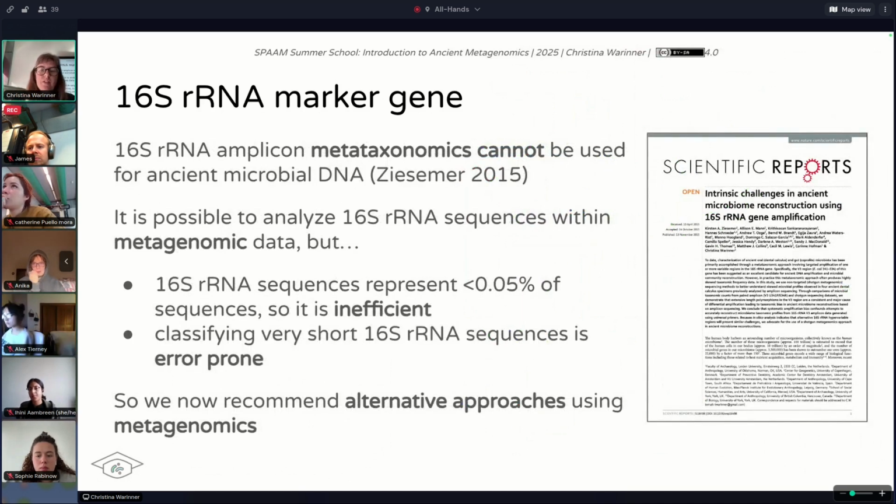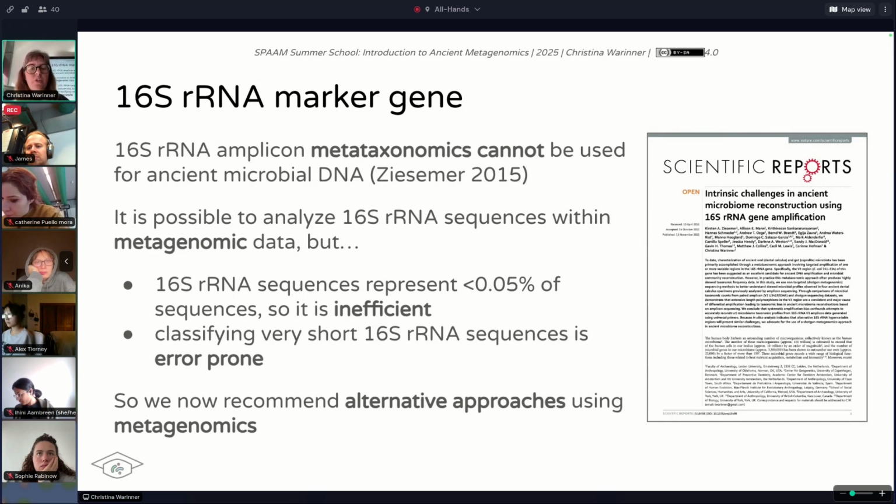So this causes a lot of problems, and we've done a lot of studies on this that have shown that if you try to use the 16S rRNA marker gene amplification approach for ancient DNA, you're going to get a lot of biases, and really you cannot apply it to ancient DNA and generate usable results.